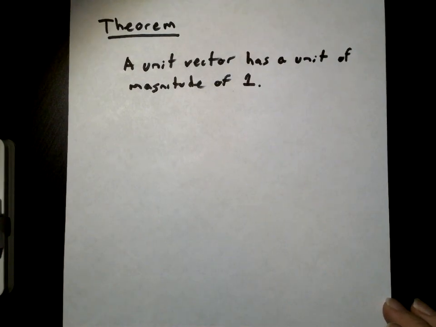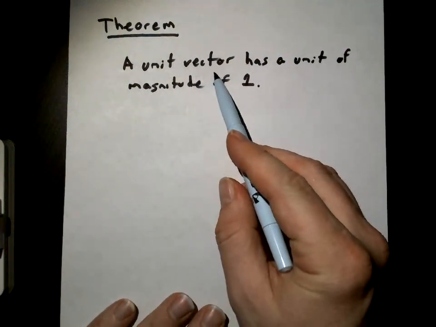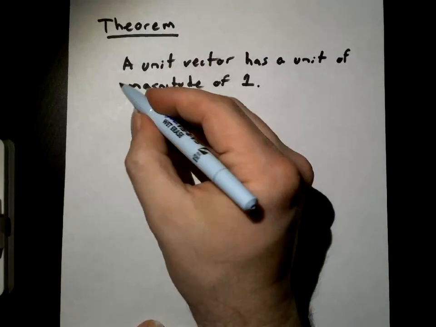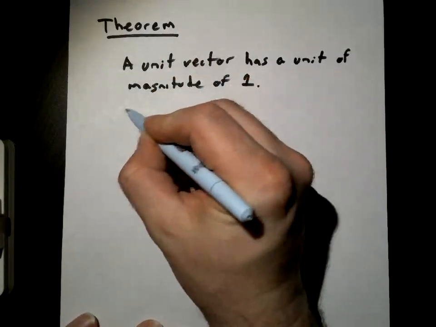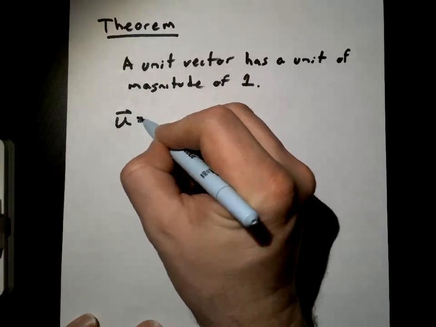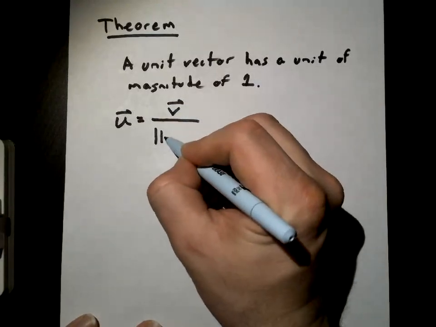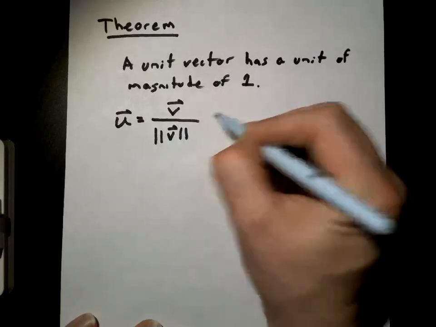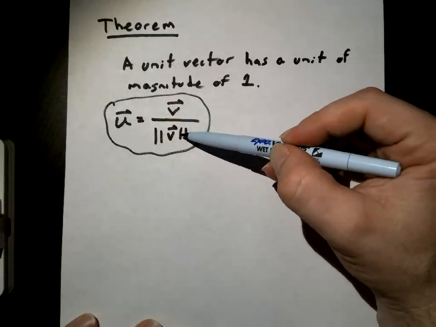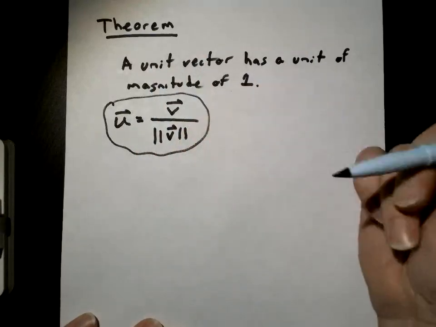Okay, let's talk about a theorem that involves vectors. This is what we call a unit vector, which has a magnitude of 1. In the last video, we talked about a unit vector, but we need to clarify it a little bit. It's going to be the vector itself and its magnitude. The theorem says that if I take a vector and divide it by its magnitude, I have what we call a unit vector.